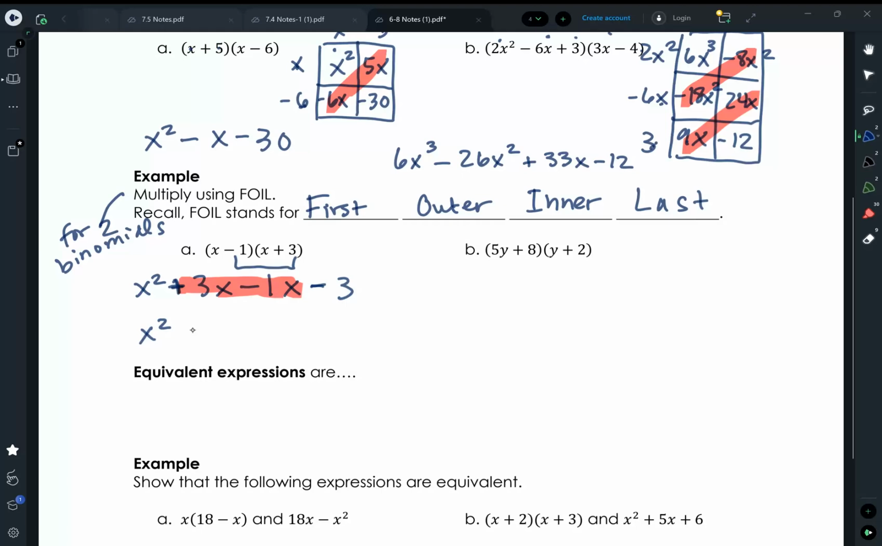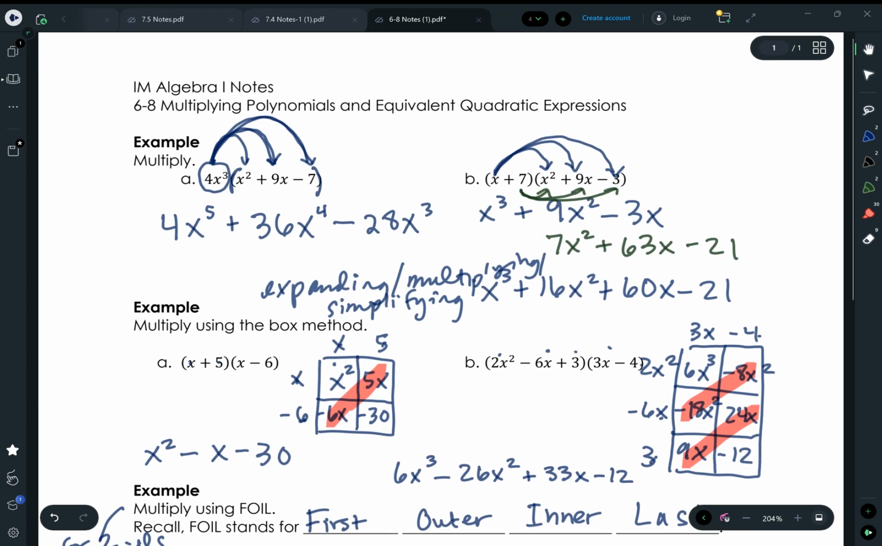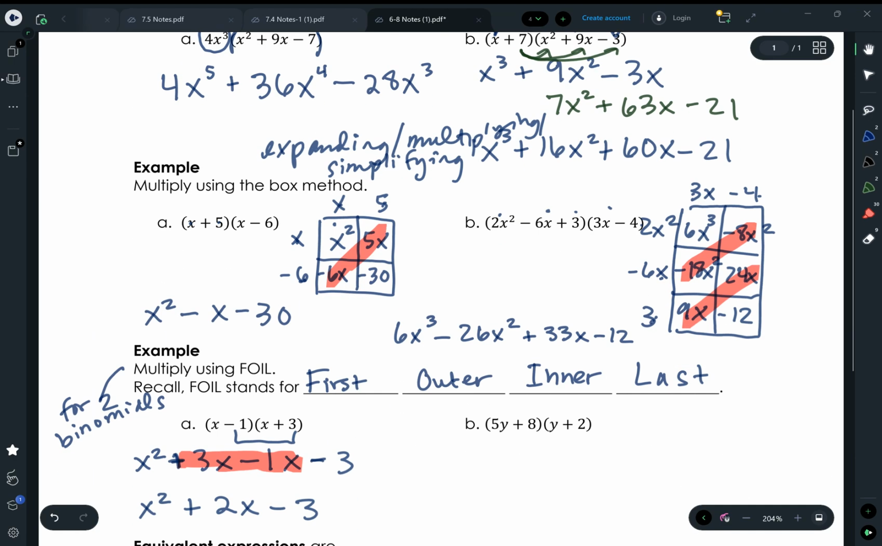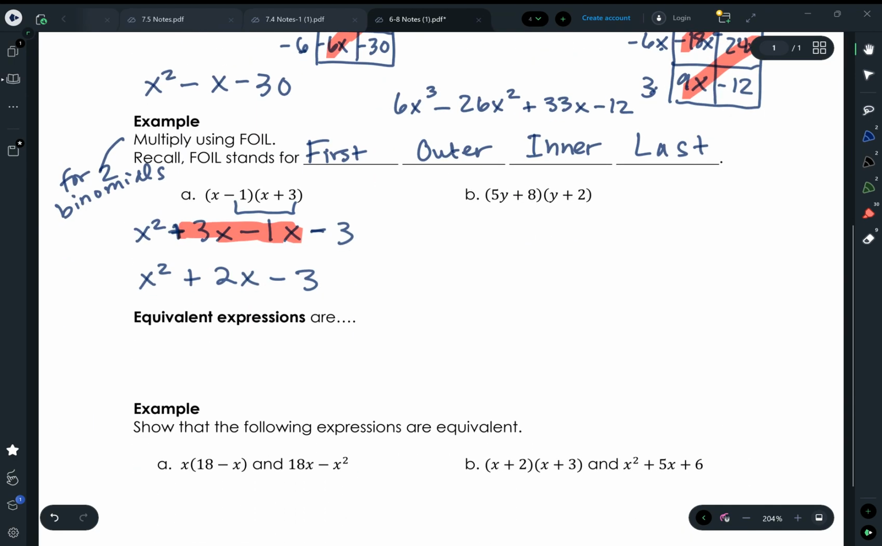3x minus 1x is a plus 2x, and then I have a minus 3. So I'm going to do this same pattern, first, outer, inner, last, on part B. So again, this is just another method. In the first one, my first example, I multiplied by distributing. My second example, I multiplied by using the box method. And now I am multiplying using FOIL, but this one only works for two binomials.